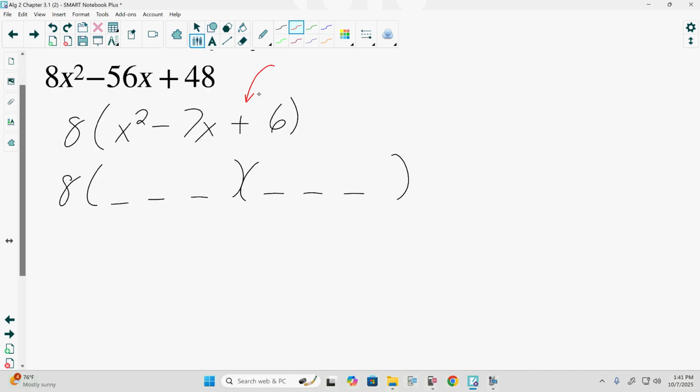So here the third term sign is plus. So the signs are going to be the same, and they're going to match the sign of the middle term, which is negative. So we're saying that our two signs are going to be negative and negative. Questions on this so far?